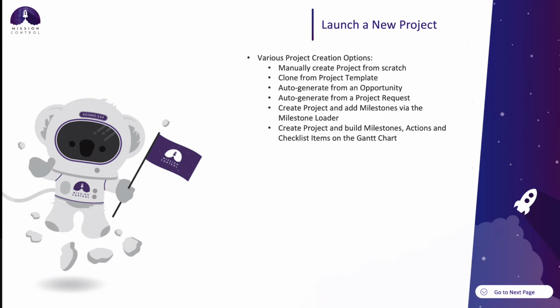Within Mission Control, there are many different ways you can create a new project. For example, you can create a new project from scratch, or you can clone from an existing project template. You're also able to auto-generate new projects from the opportunity or the project request objects. Or you could simply create a project record and then use a milestone loader to load in required milestones from different projects. You're also able to build out the entire project plan directly on the Gantt chart.